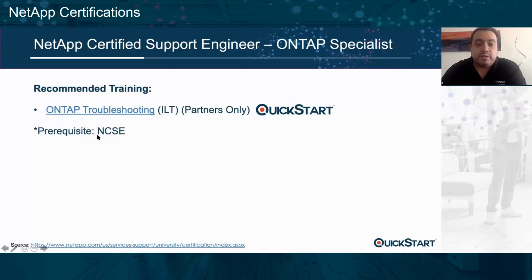Now, once you have the NCSE, if you want to be an ONTAP specialist, then you can take the NetApp Certified Support Engineer, but with even more details. You can go with the ONTAP troubleshooting. Again, that's for partners only. And then if you want to be the ONTAP specialist, you have to be an NCSE before, and that's the one.